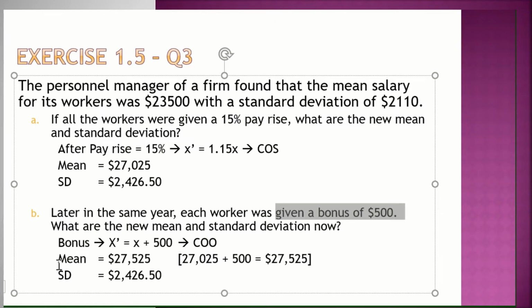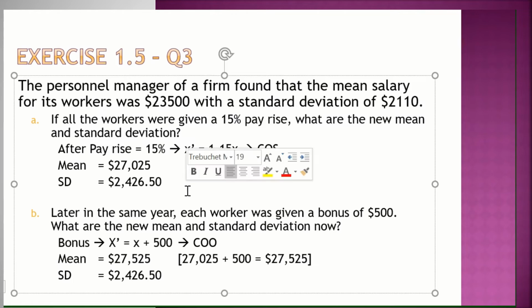So later in the same year, meaning I take from the increased salary, which is from here. Because they got a pay rise, their new salary is no more this, it is now 27,025. From there, you will plus 500. Standard deviation will stay the same. Why will it stay the same? Because this is plus minus, no effect.